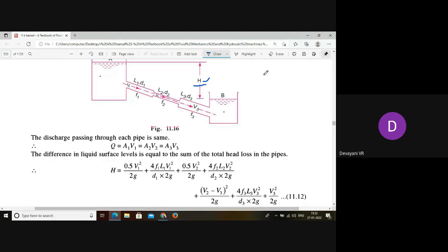So now let's take that we have three pipes. For these three pipes, by taking the continuity equation, the discharge flowing through the pipes will be the same. Why? Because here the pipes are connected in series. So the discharge will be the same, and the formula will be Q equals A1 V1 equals A2 V2 equals A3 V3. And let's write the difference in the liquid surface.